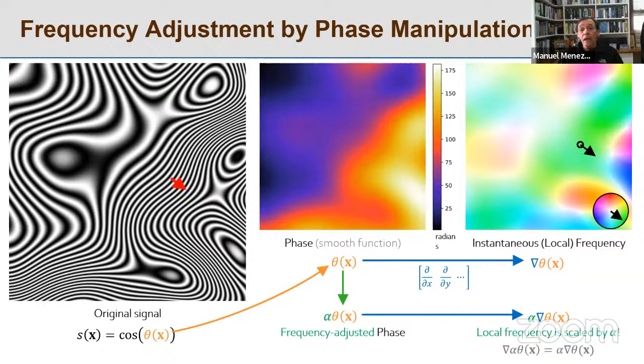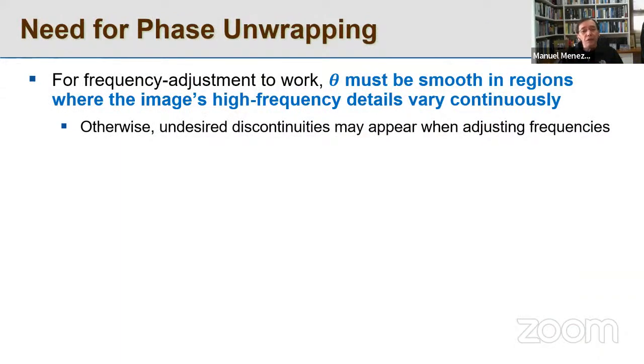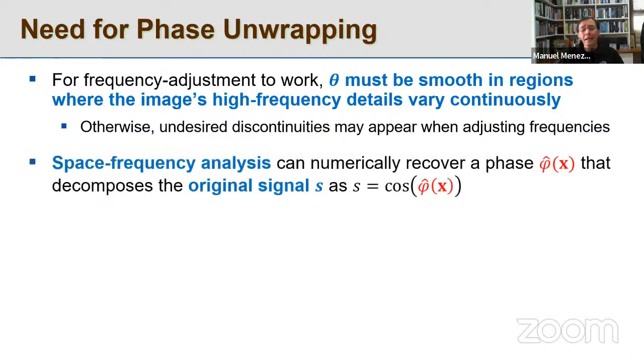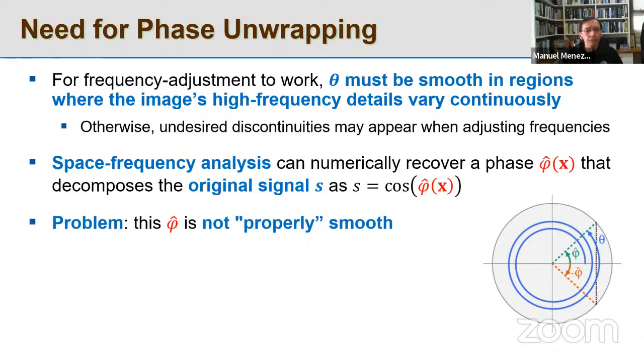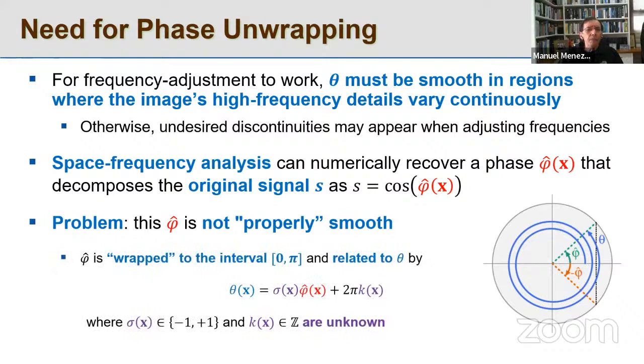All right, so as I told you, we need theta, this phase function, to be smooth in regions where the image high frequency details vary continuously. If this is not satisfied, then we might observe discontinuities as we try to change the frequency content. And in the previous part of the talk, when I was describing spectral remapping, I showed you how we could obtain some phase, denoted here by phi hat. And this was enough to be able to reconstruct an image. But unfortunately, this phi hat function is not properly smooth. For instance, it's wrapped to the zero to pi interval, and it's also sort of ambiguous with respect to sign. So this is not good enough.